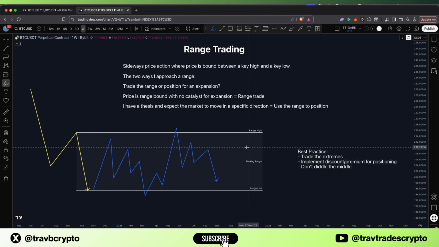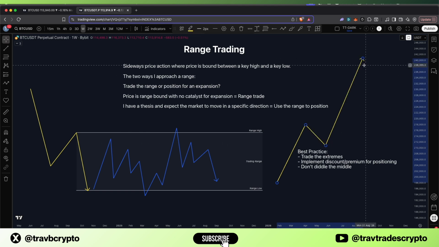So how do I make that decision, whether I just want a range trade or whether I'm in a position for an expansion? Well, I need to think about my bias, my thesis for what's going to happen next. So when I have a strong directional bias and when I believe there's a strong catalyst and a thesis for price to move in a specific direction, say for example, in this instance, I believe price is going to expand up, then the best place for me to be positioning for this expansion is going to be utilizing this range to size into a position for this expansion.